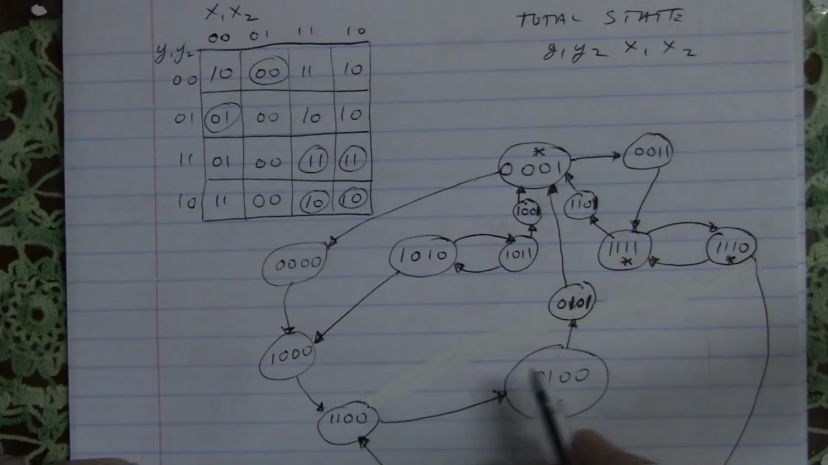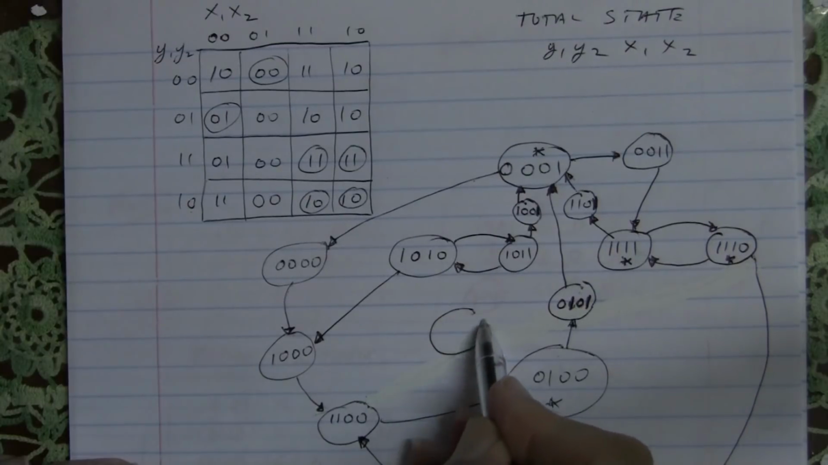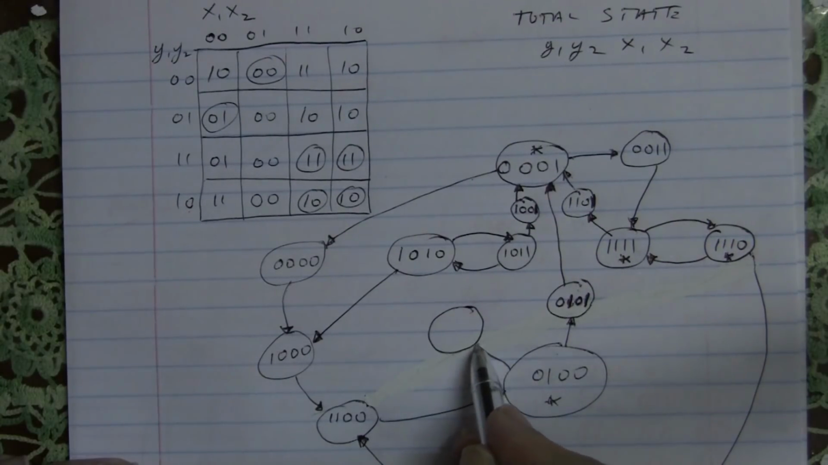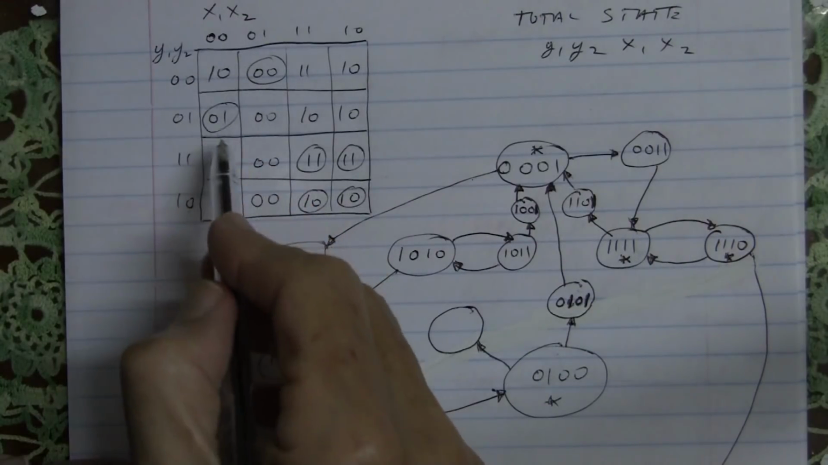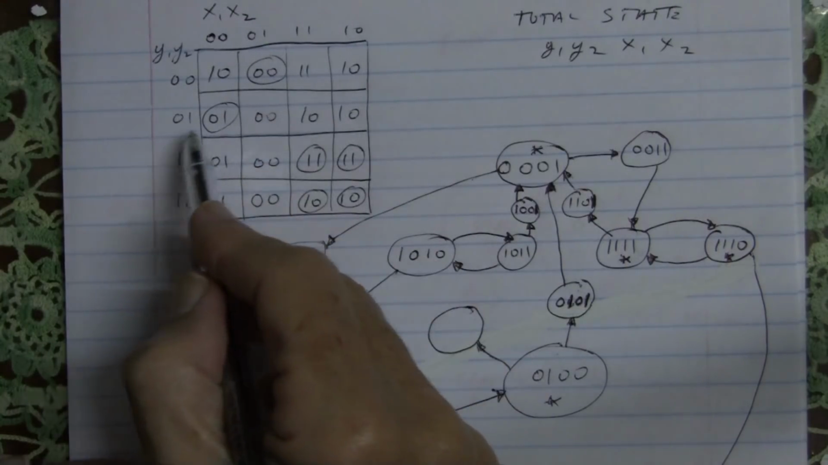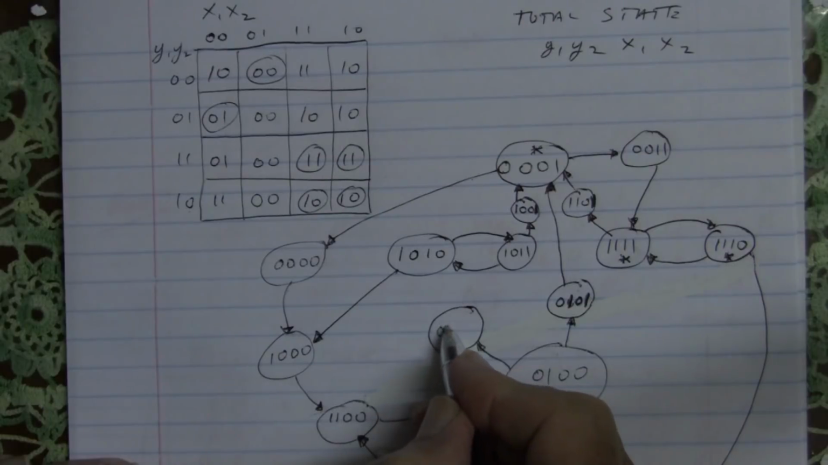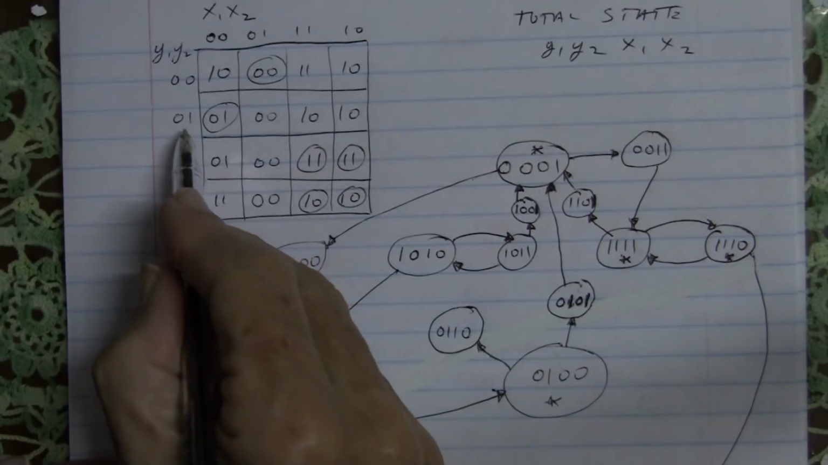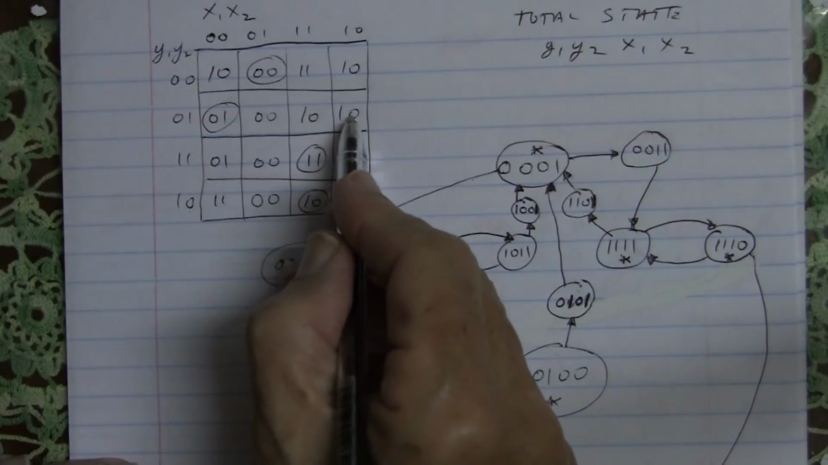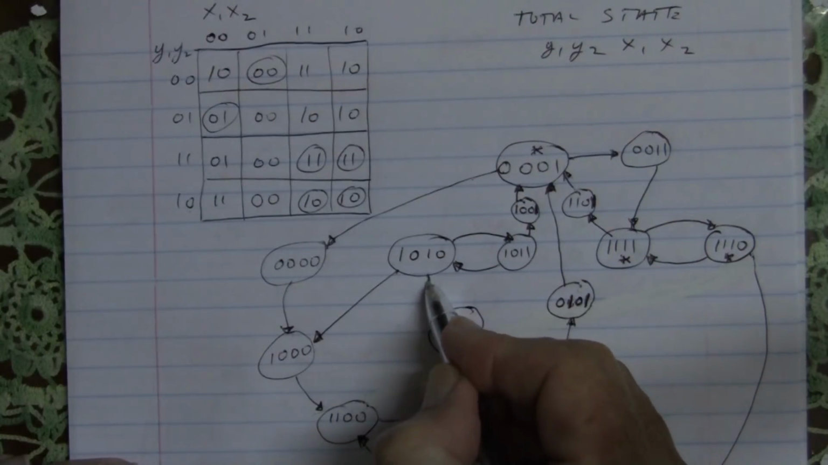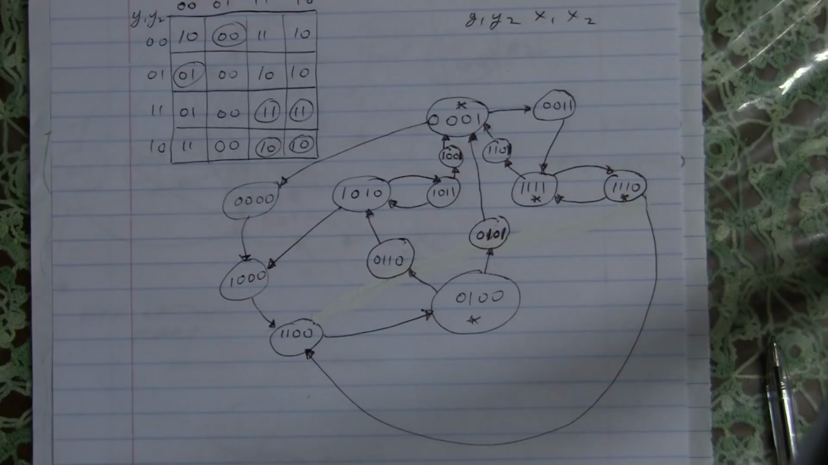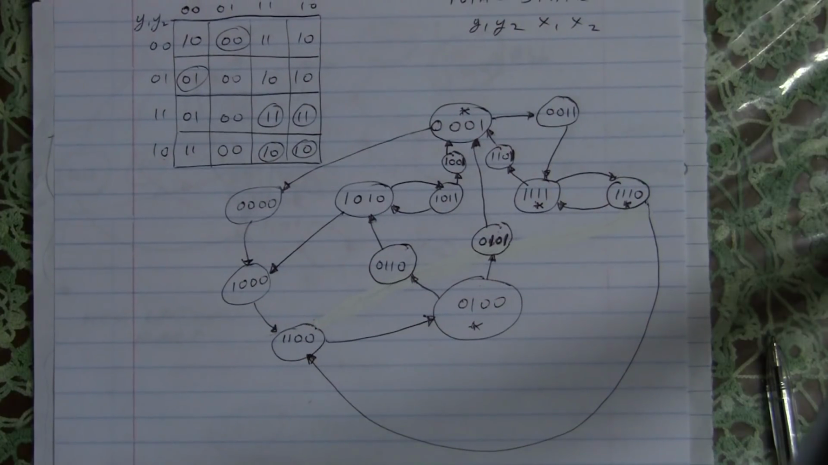The last one we need to complete our diagram is from 0100 to 0110, which goes to 1010. So there is your total state diagram with the transition table.